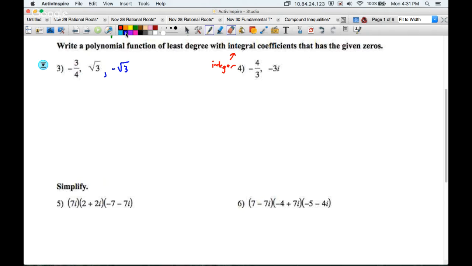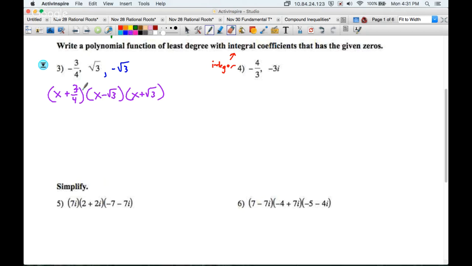Going to apply some factor theorem here, which states that if I know the root, I can just flip it and then add it to an x to get a factor. So if there's a root at -3/4, x plus 3/4 must be a factor. Same with these other two. Plus the square root of 3, there we go.